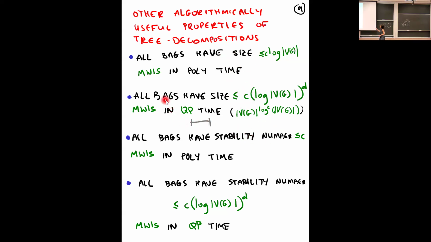So now what if I'm not quite so successful? What if I manage to get tree-width which is polylogarithmic in the number of vertices? Log the number of vertices to some power. Well, then what you're gonna get by this approach is not a polynomial time algorithm, but a quasi-polynomial time algorithm, something that runs in time n to the polylog n.